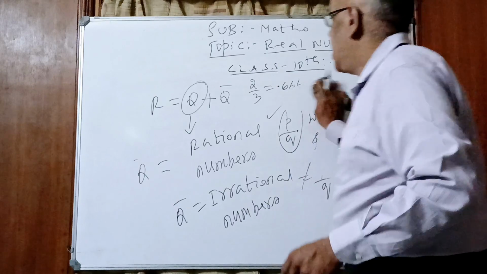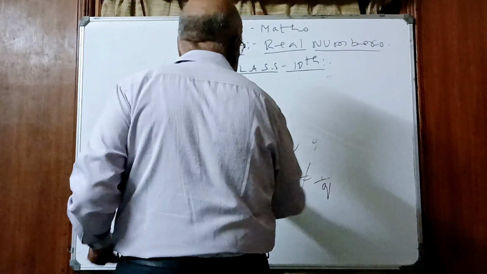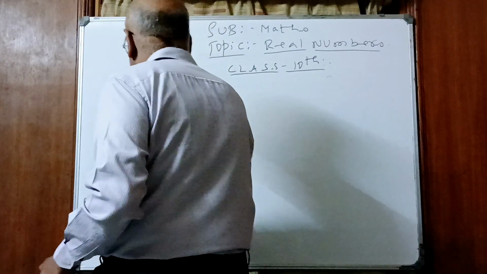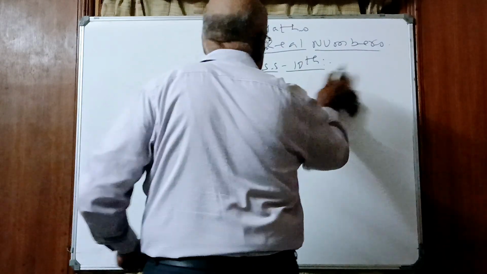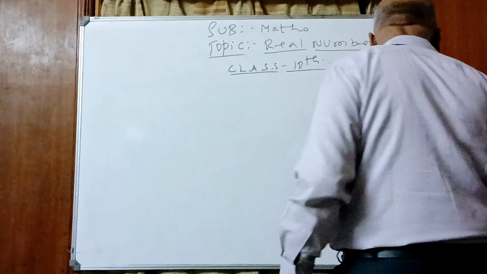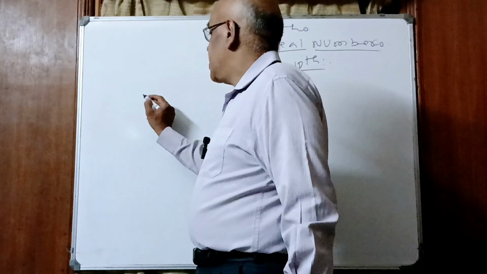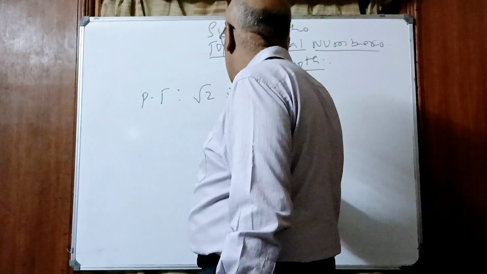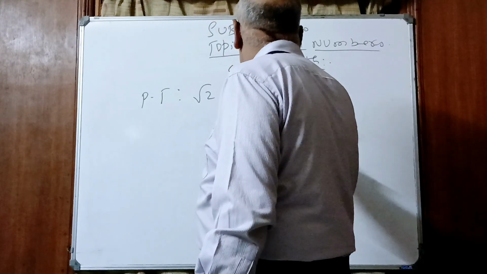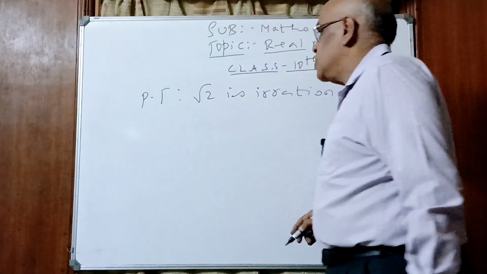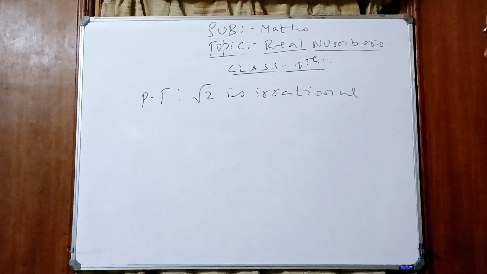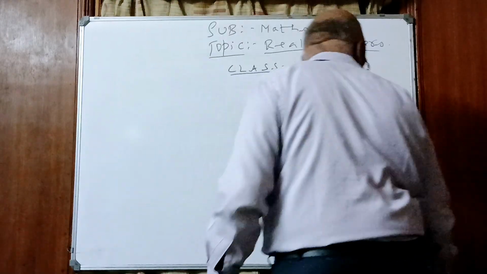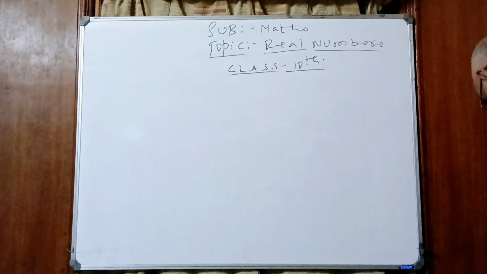Understood, children? This is about irrational numbers. In 9th standard, you have studied irrational numbers and their representation on the number line. Now, you have to prove that they are irrational. For example, prove that root 2 is irrational. A question will come. So how to prove that? We'll learn. Before that, there is a theorem. What is the theorem, children?